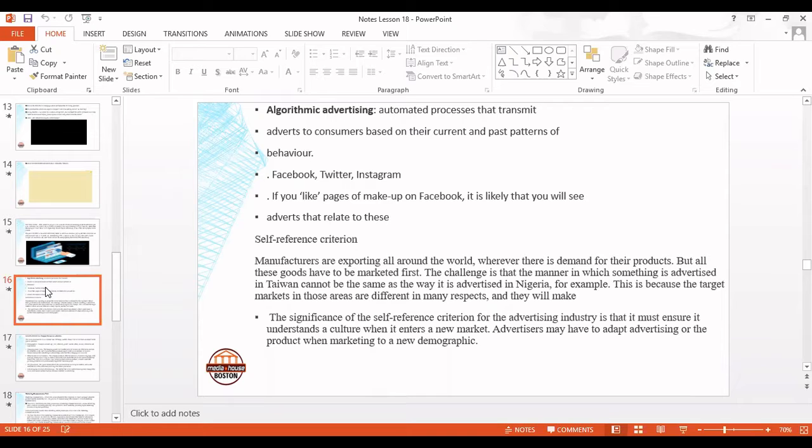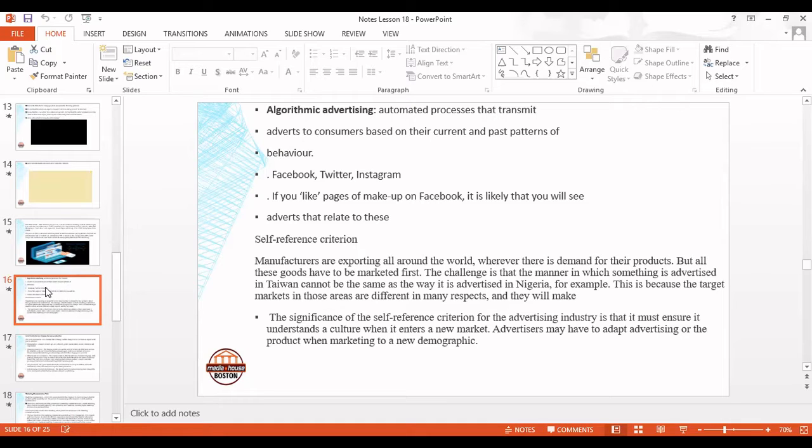Basically meaning advertisers may need to adapt their advertising or the product when marketing to a new demographic. This is when we talked about all those examples, if you still remember, that there are certain colors that you can use if you're in a particular country. There are certain phrases that you can use when you're in China. Pepsi had to change because their phrase meant a different thing in China, waking up dead people. So they had to change.